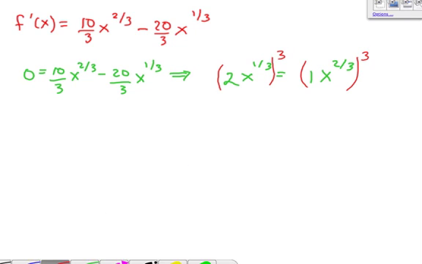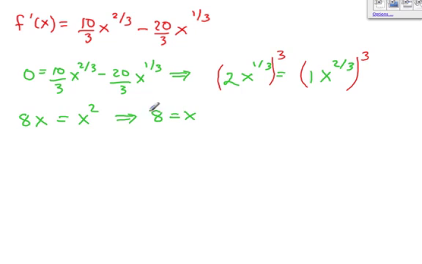Then you have 2 cubed, so 8, equals x squared. Now I think it's easy to move the x to the side, and you'll end up with x equals 8. What does that mean? That means there is a point on the graph where it has 0 slope at x equals 8.